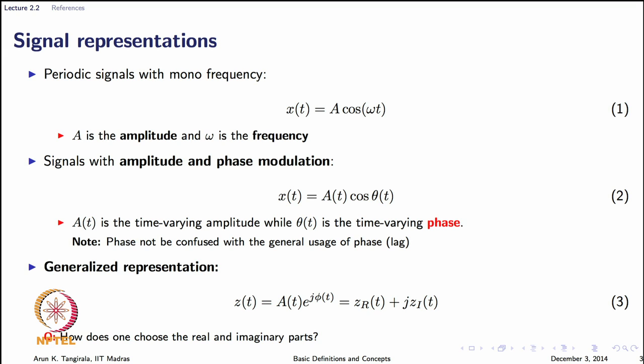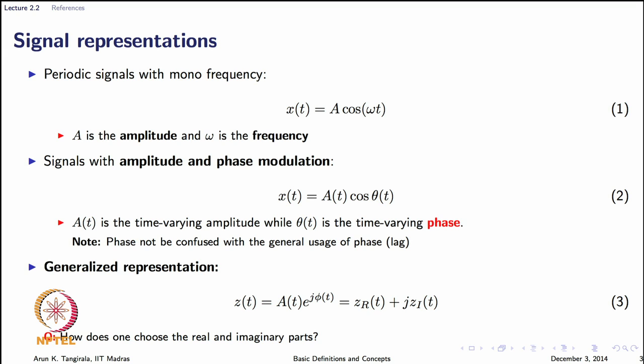We can further generalize this to obtain what is known as a complex representation of a signal. So equations 1 and 2 are for real valued signals. What if I choose to have a generalized representation such as the one in equation 3? The question that comes to mind is, why do I need a complex representation when the signals that I'm dealing with in real life are actually real valued? But we will answer this question at a later time when we speak of so-called analytic signals.